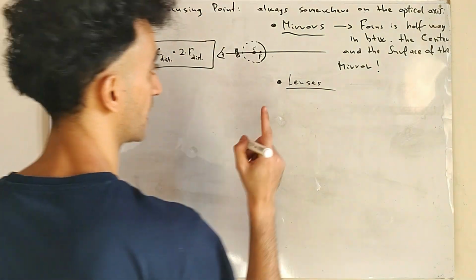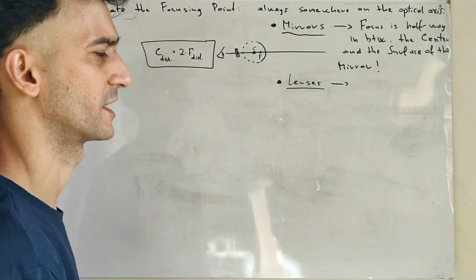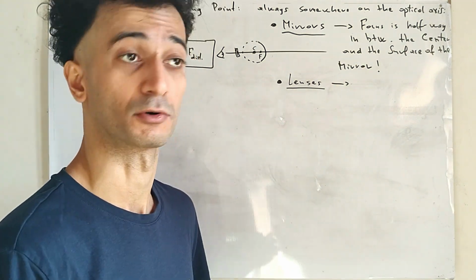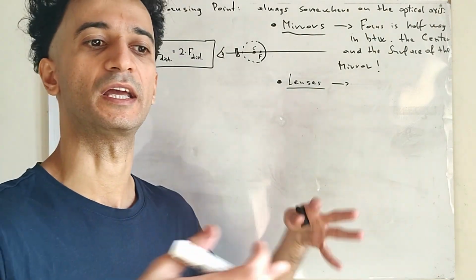Important to know. Lenses, unfortunately, as we said, it's not the same kind of situation. Obviously, because the center of the lens is right inside the lens. So how can you have a focus inside the object? You're supposed to be using that object to see, not to have an image stuck inside of it, right?